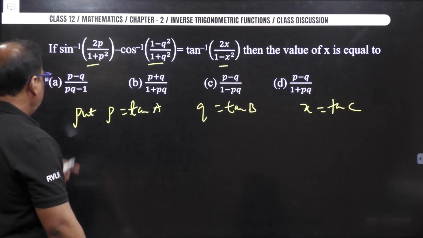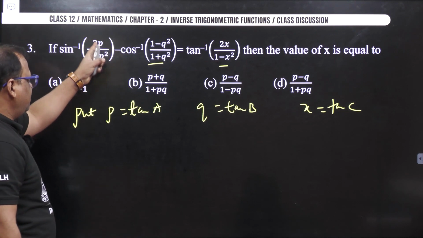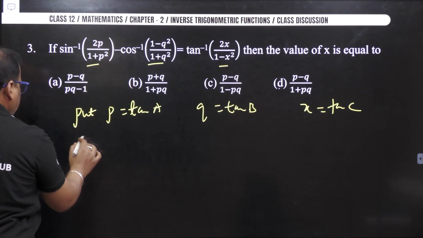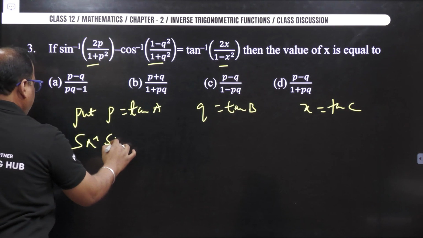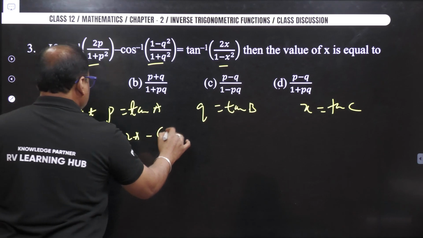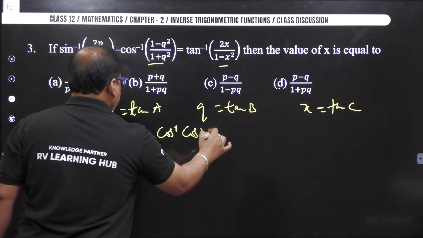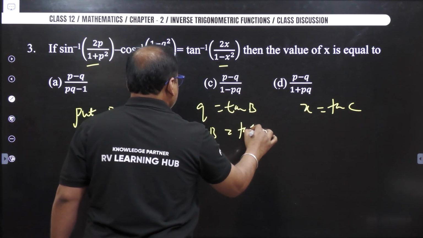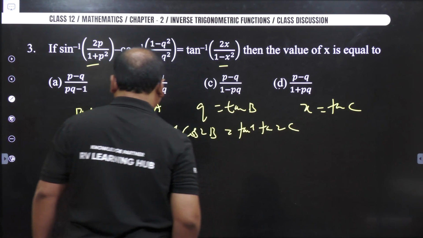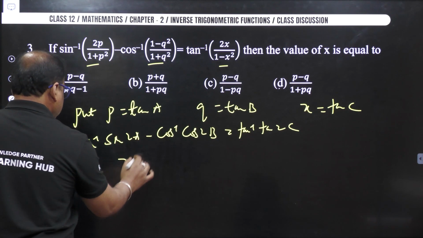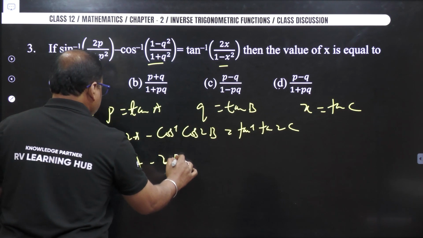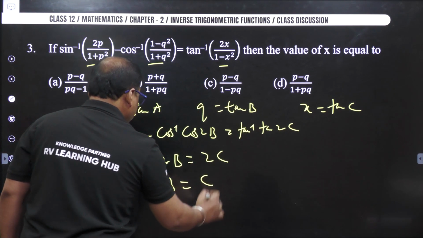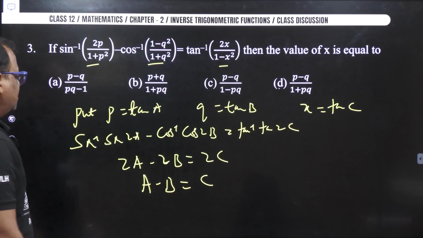Then what will happen? 2 tan A divided by 1 plus tan square A is sin 2A. So this will be sin inverse of sin 2A minus cos inverse of cos 2B is equal to tan inverse of tan 2C. So sin inverse of sin 2A is 2A, minus 2B is equal to 2C. So A minus B is equal to C.